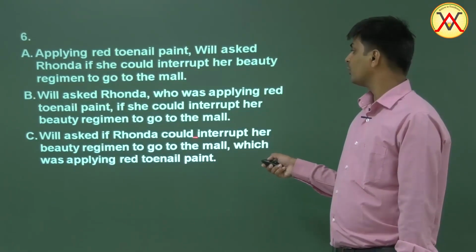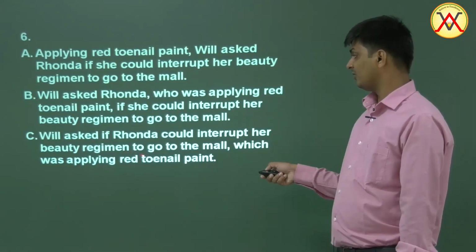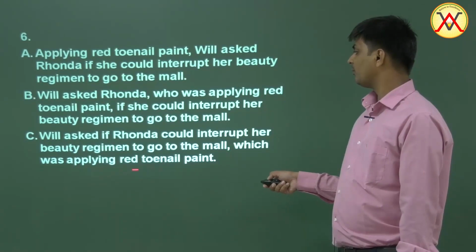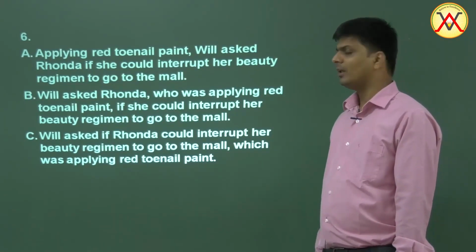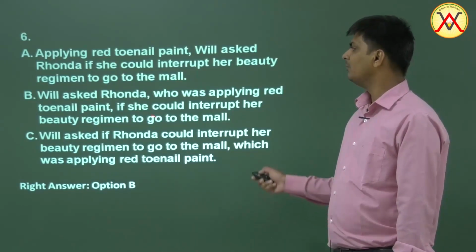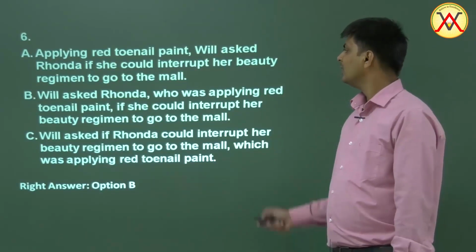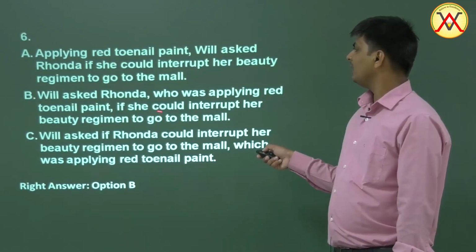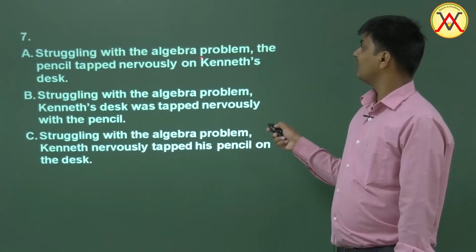"Will asked if Rhonda could interrupt her beauty regimen to go to the mall, which was applying red toenail paint." Here it seems that the mall is applying toenail paint, which is wrong. So the right option would be B, where Rhonda is applying the toenail paint, and "applying toenail paint" is put close to Rhonda.